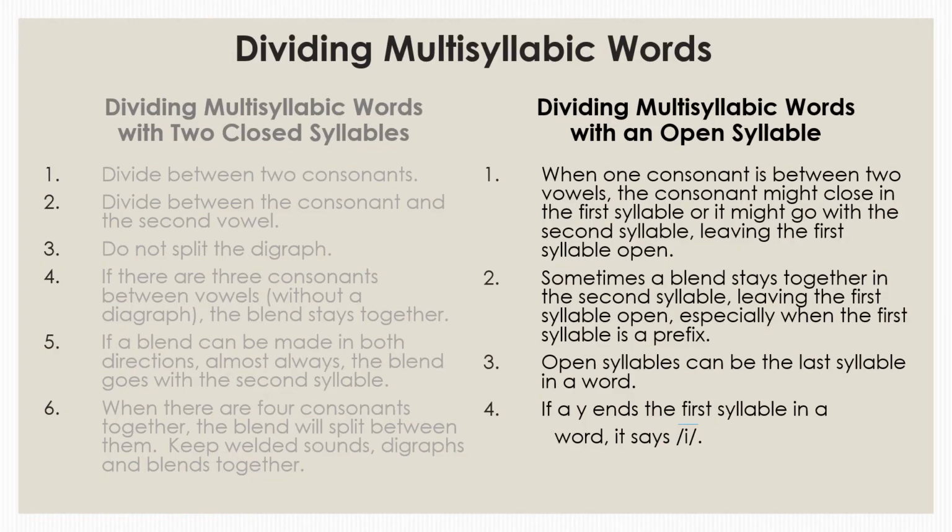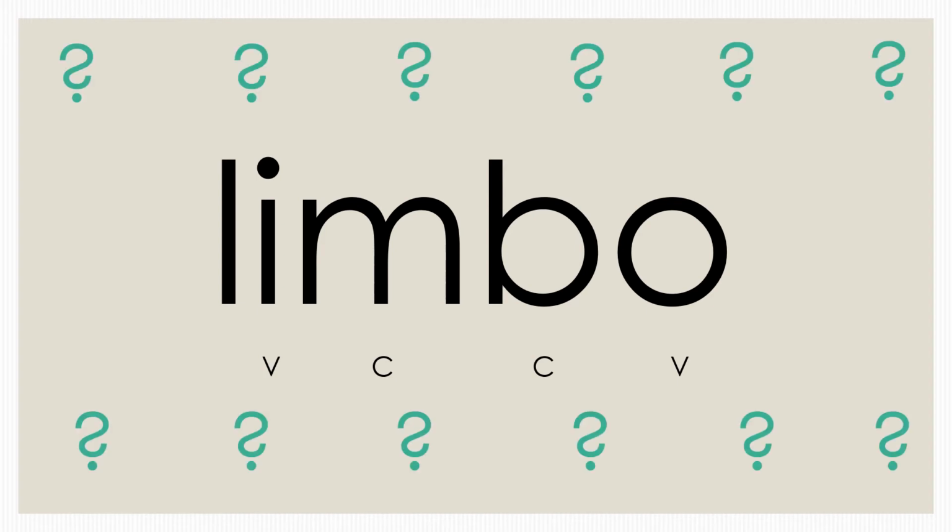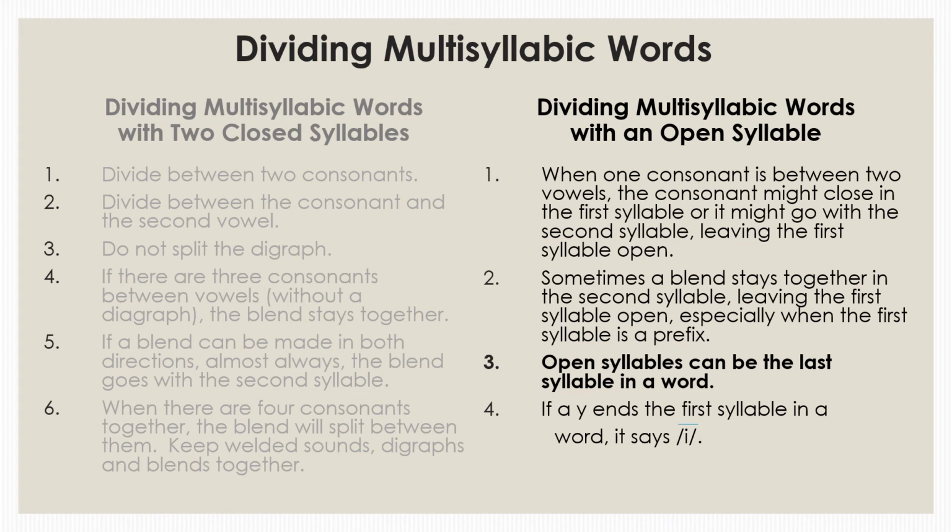Today, we're going to learn some new rules to consider when dividing multisyllabic words that may have an open syllable. In this multisyllabic word, there is a vowel at the end that is not an E. What? We have never worked with words that end in vowels other than E before. There is a new rule that says open syllables can be the last syllable in a word.